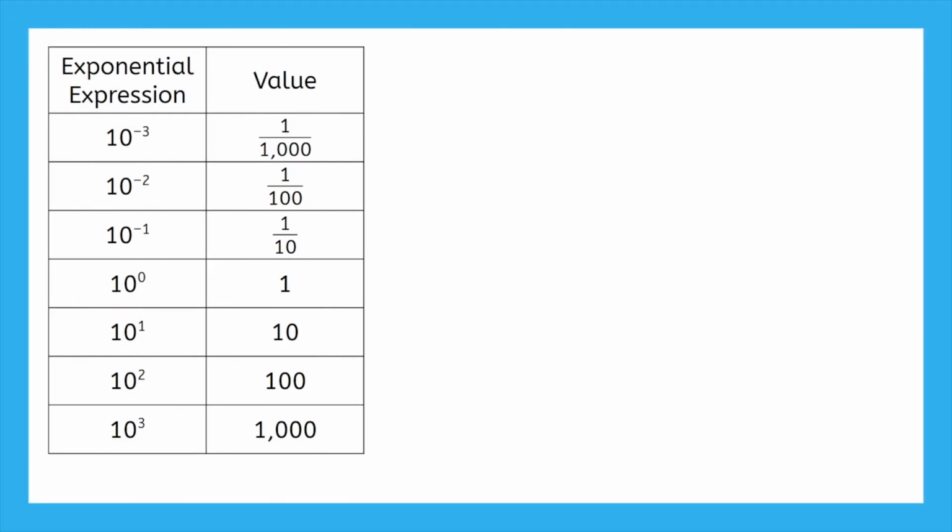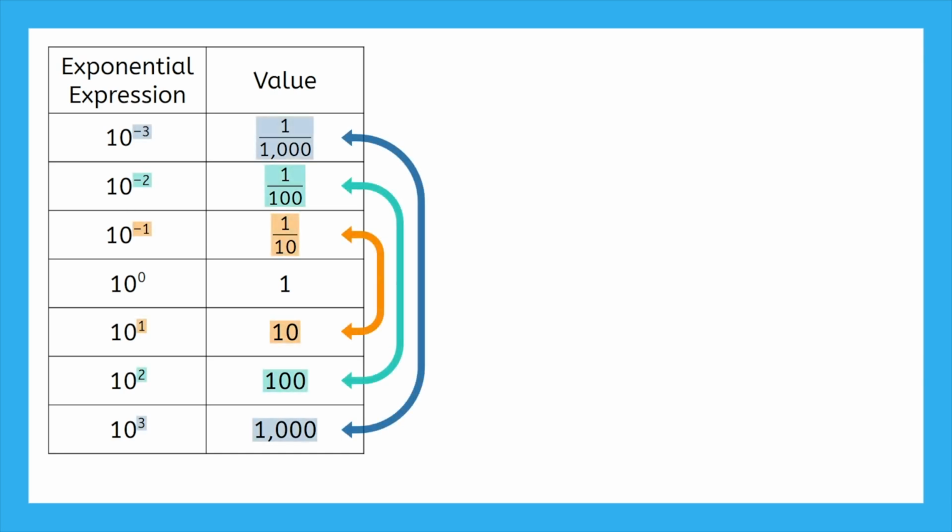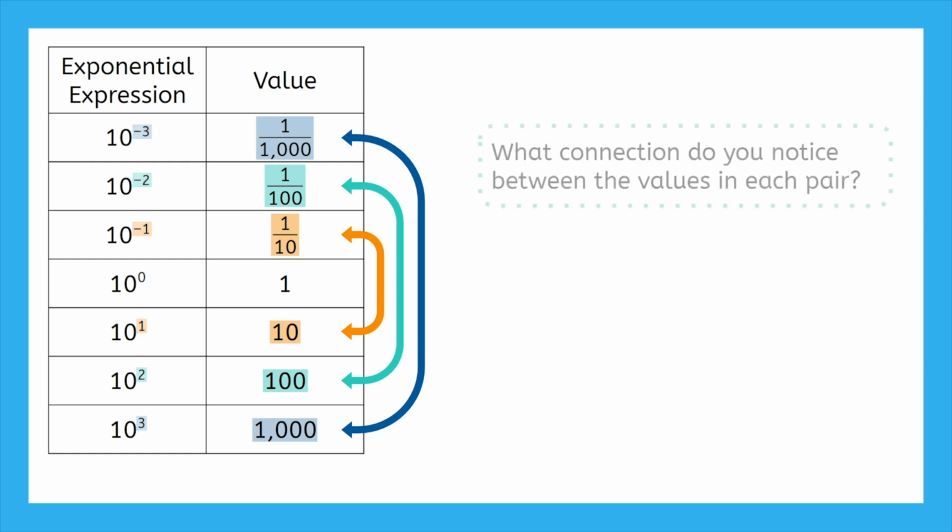Check out the values of the pairs of positive and negative exponents. 1 with -1, 2 with -2, and 3 with -3. What connection do you notice between the values in each pair? Pause the video and write it down.